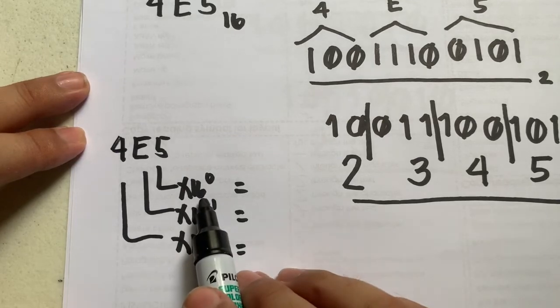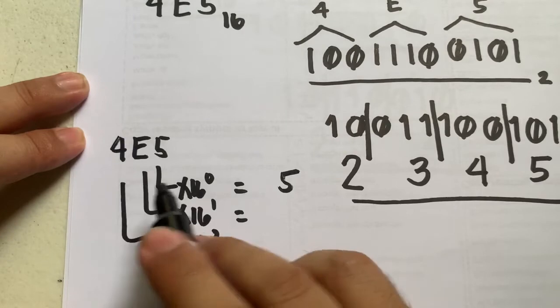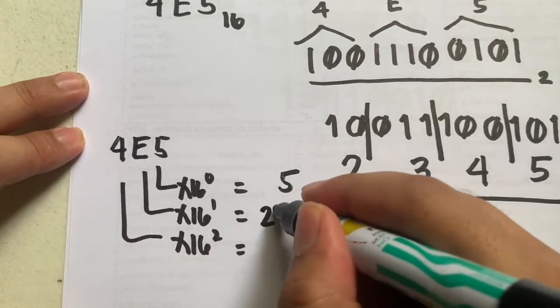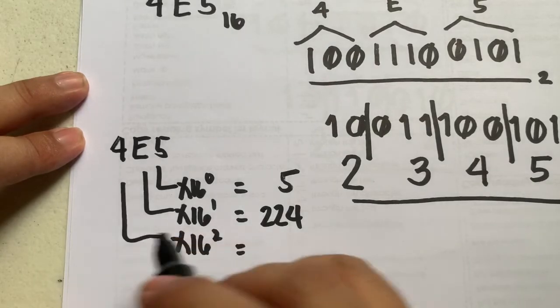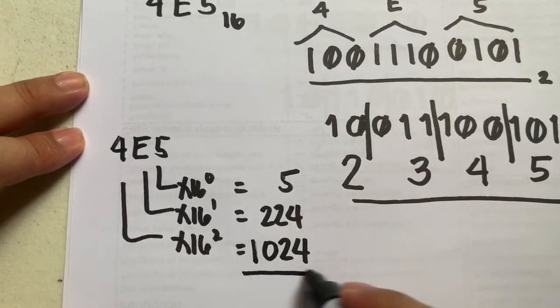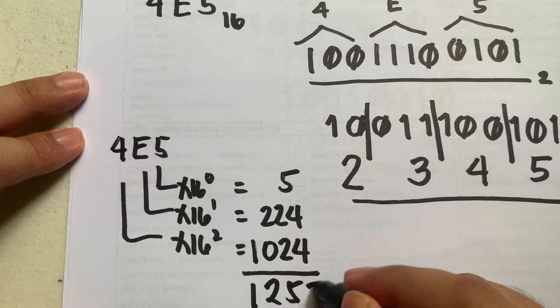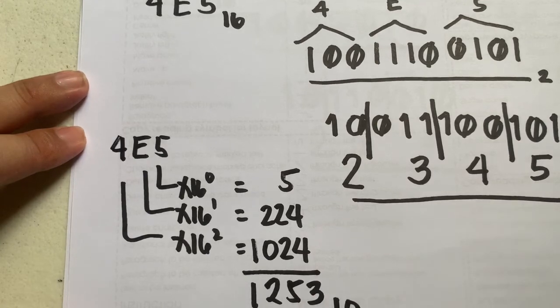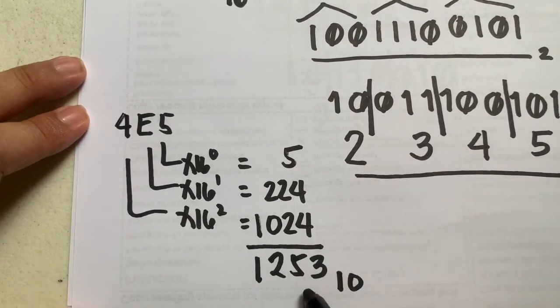So this is 1 times 5, we have 5. 16 times 14 is 224. And then 16 squared times 4 is 1024. So the decimal equivalent is 1253. So the decimal equivalent is 1253.